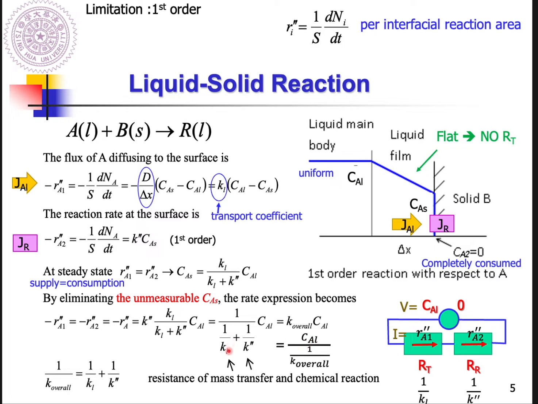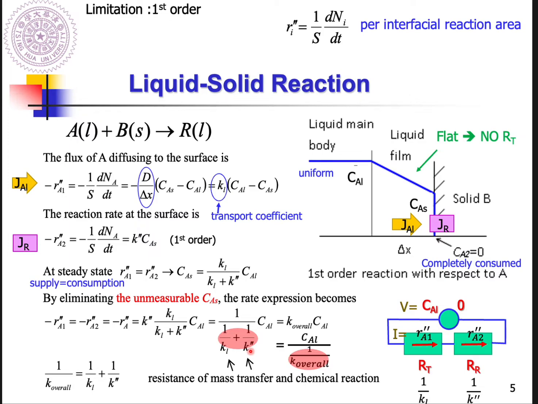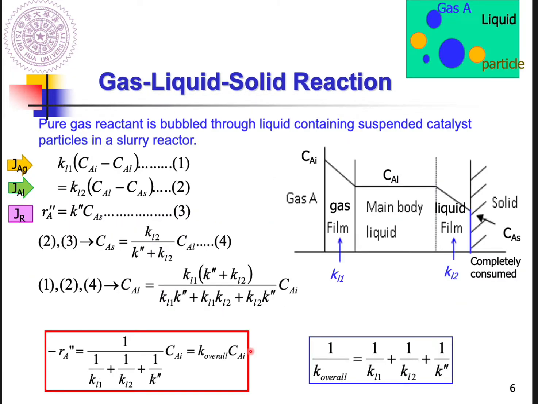So some people will write it down expressed like this. So it's a total resistance including the transport part and also the chemical reaction part. Okay, so this is what we learned, or what we told you in the previous class. So today we are going to move forward. Then I will give you another example.